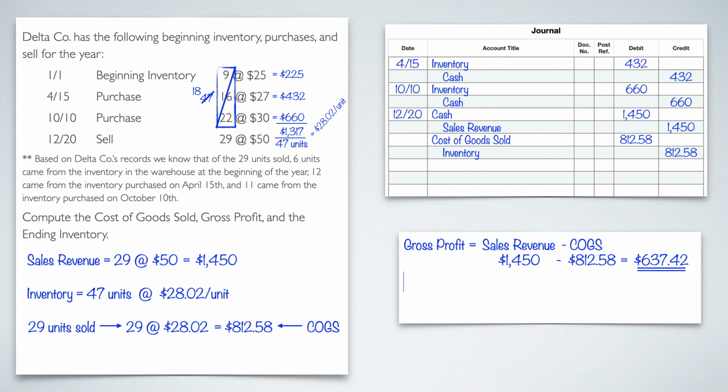In my ending inventory, just looking at what I still have, I still have 18 units. And those 18 units cost me, still keeping with that number that we found, $28.02. And that's going to give me an ending inventory of $504.36. So that's how you do the Delta problem, dealing with using the weighted average method.